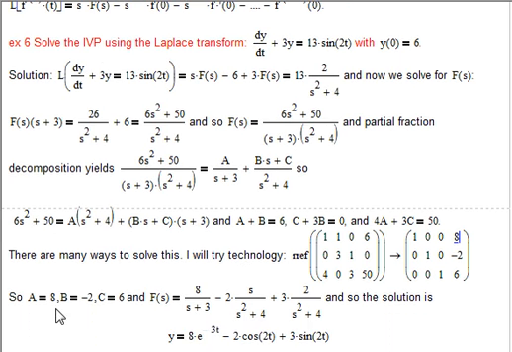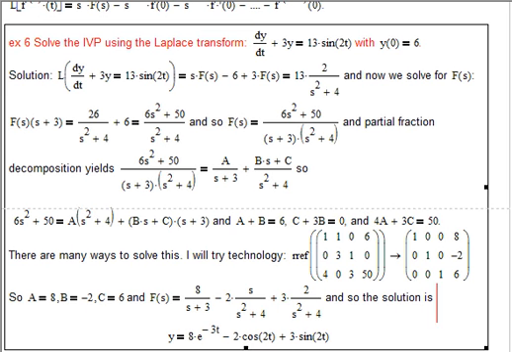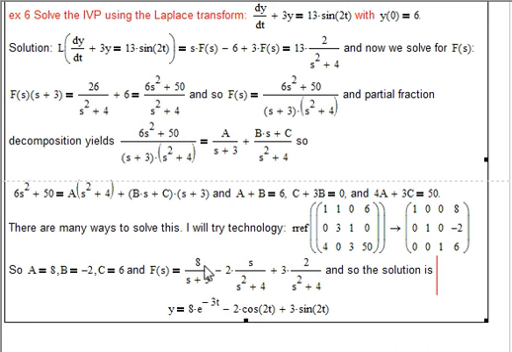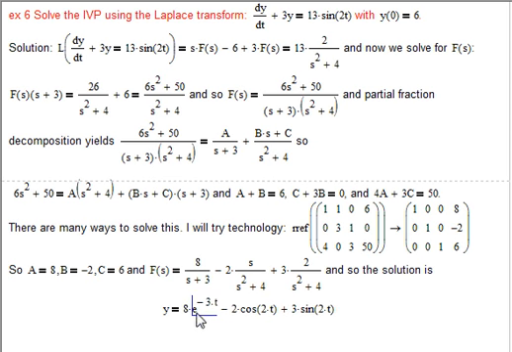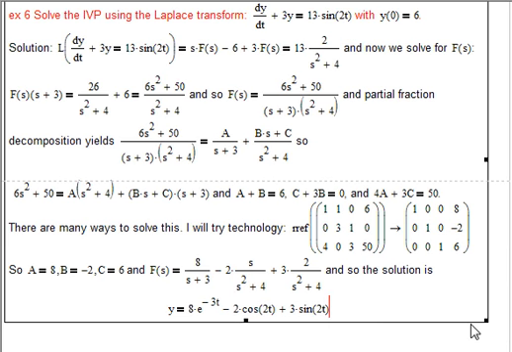Anyway, A is 8, B is -2, C is 6, so that means our F(s) is 8 over s plus 3, -2 times s over s squared plus 4, and 3 times 2 over s squared plus 4. And so that means our solution is 8 e to the -3t from this factor, right? -2 times cosine of 2t from this factor, and 3 times sine of 2t from this factor. And there we have it.